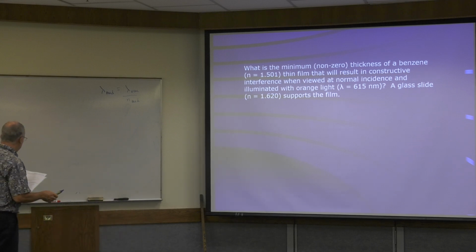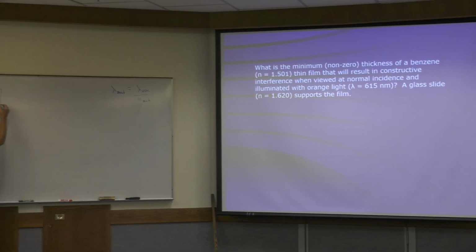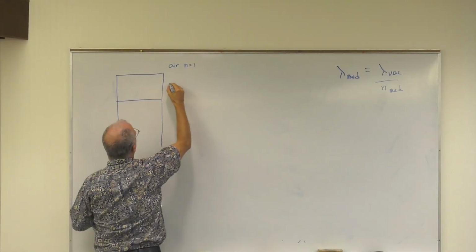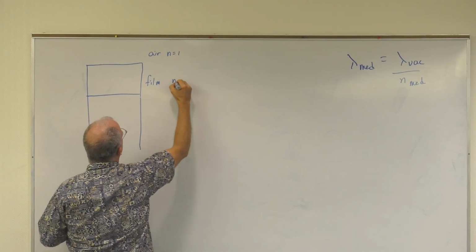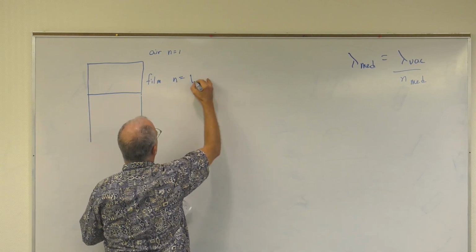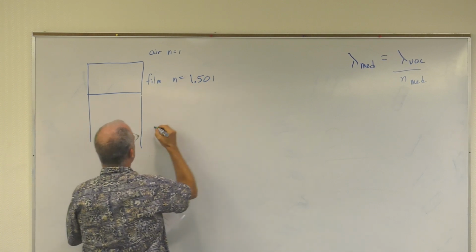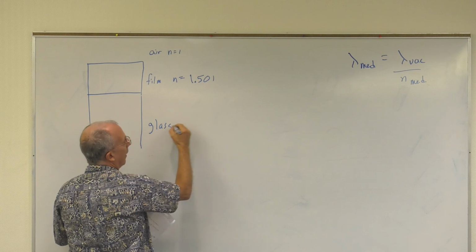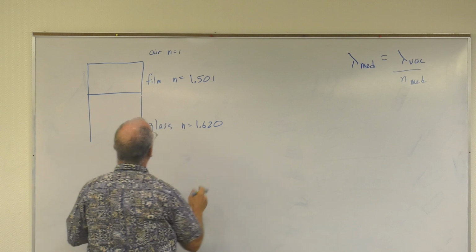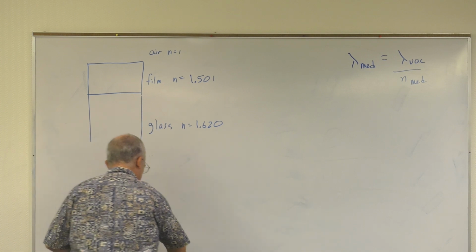First thing you want to do is draw the crazy exaggerated diagram. So this is air, n equals 1. This is the film, n equals 1.501, and this is the glass, n equals 1.620. Woo. All right.